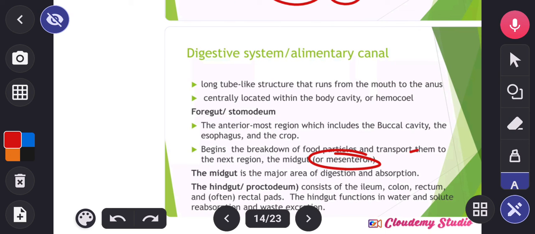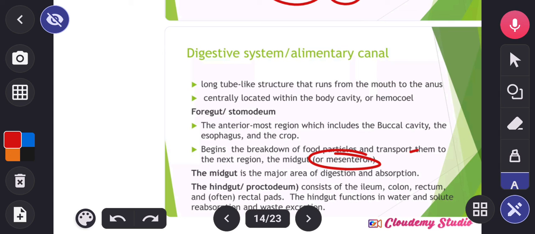Now, the midgut is the major area of digestion and absorption, a very, very important part of the digestive system. And the hindgut consists of the ileum, colon, rectum, and the rectal parts, which basically function in water and solute reabsorption and waste excretion. That is the function of the hindgut.